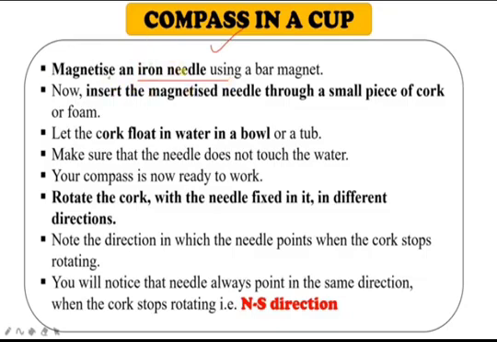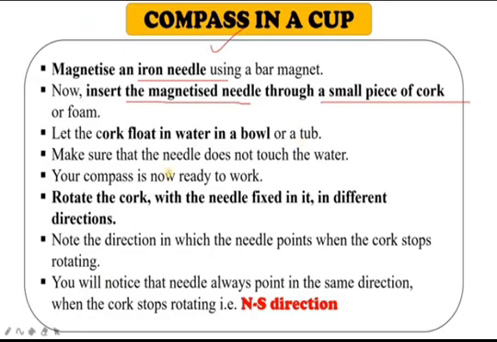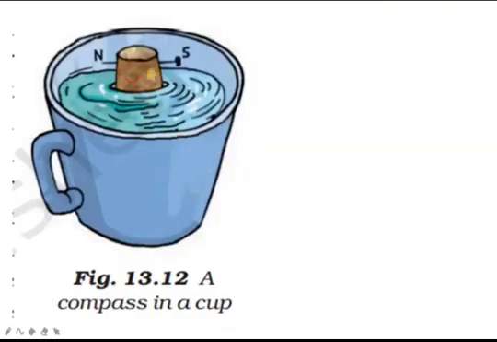Now rotate the cork with the needle fixed in it in different directions. Note the direction in which the needle points when the cork stops. You can see that it will point towards the north and south direction. So in a cup you can make a compass. You will notice that the needle always points in the same direction when the cork stops rotating. That is the north-south direction of the needle compass.